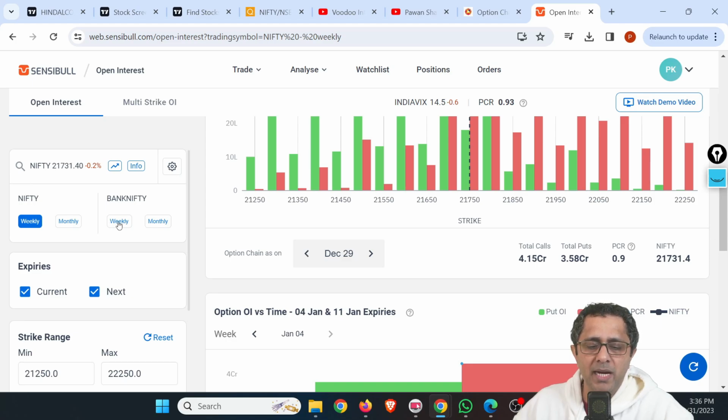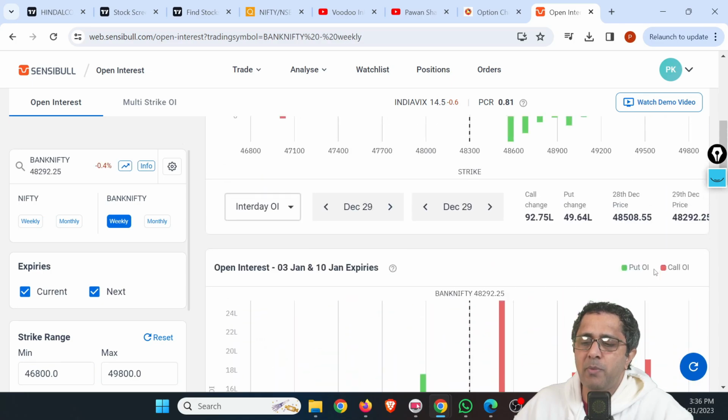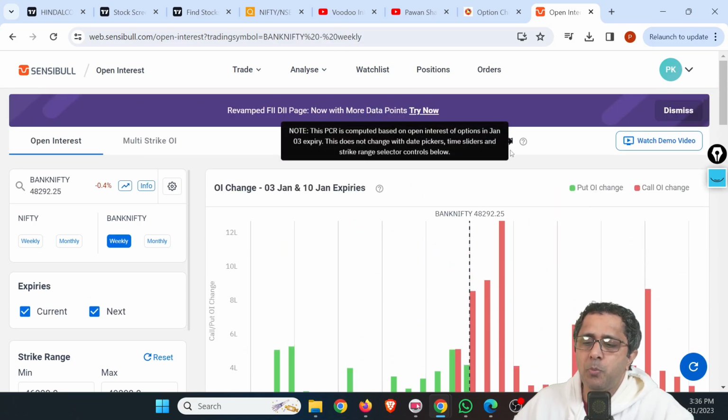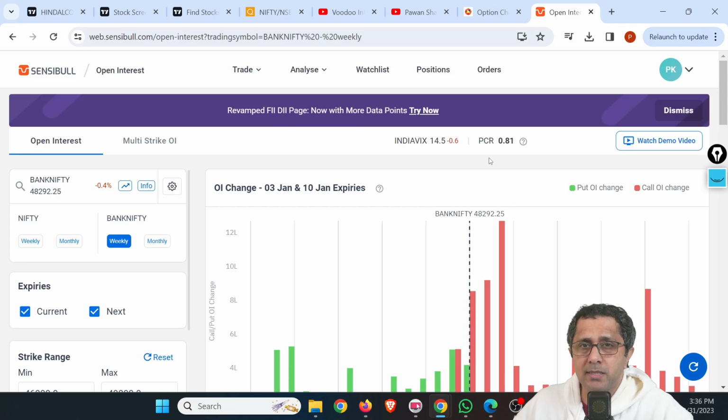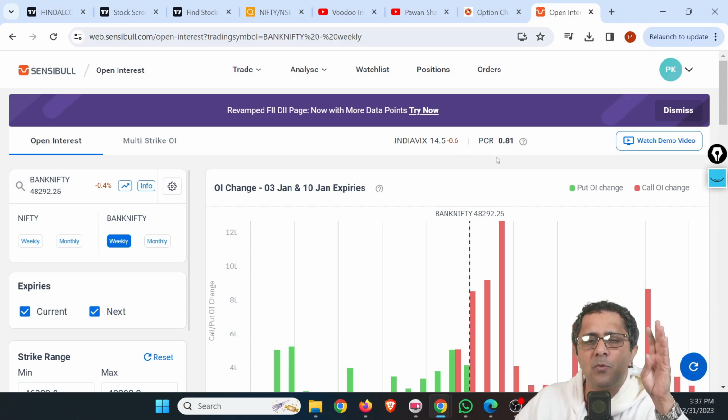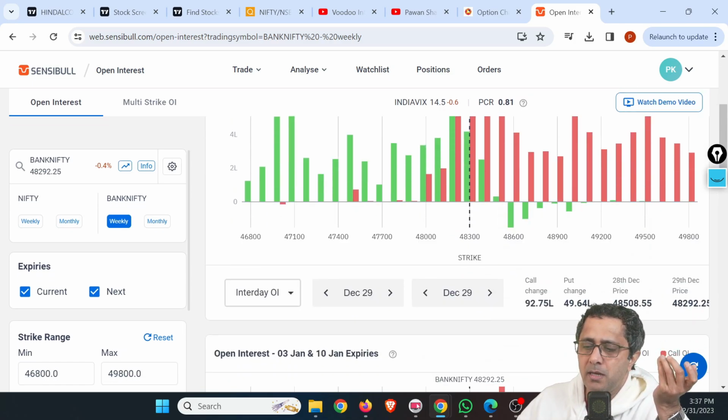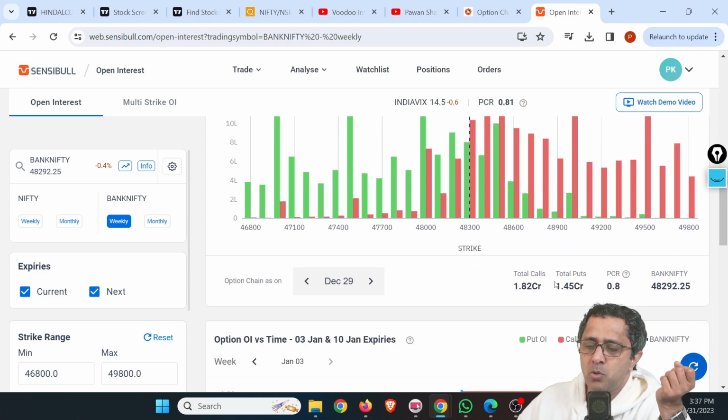If I look at the Bank Nifty, you can find the same with Bank Nifty also. Just look at 0.81. So Bank Nifty is more bearish as compared to Nifty, and the India VIX is generally for Nifty only. Don't consider India VIX with Bank Nifty, but the OI change, this PCR for Bank Nifty is 0.81. So we can say that the sentiment in Bank Nifty is much more bearish as compared to Nifty. If we scroll down, this is 0.8. Total number of calls is 1.82. Total number of puts is 1.45, which means the calls are higher.